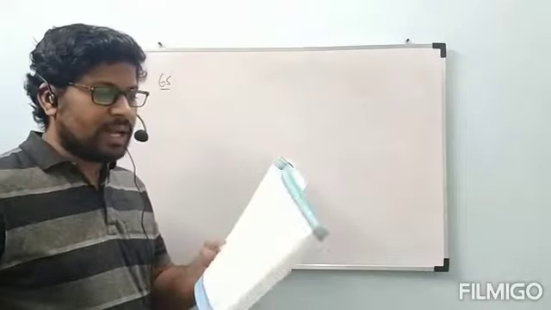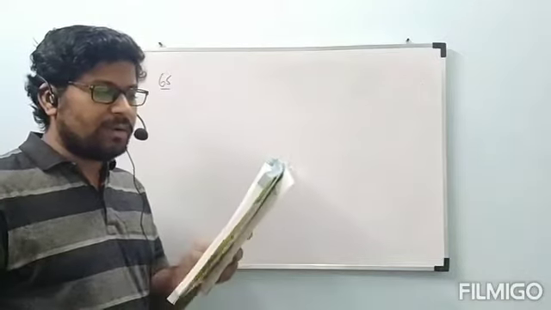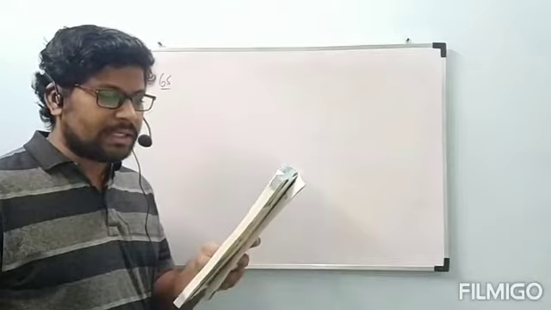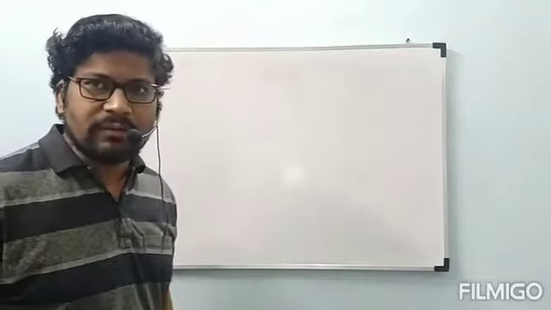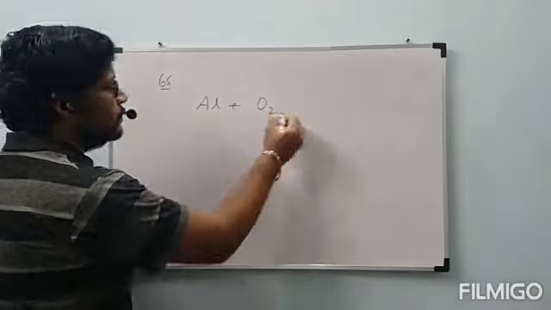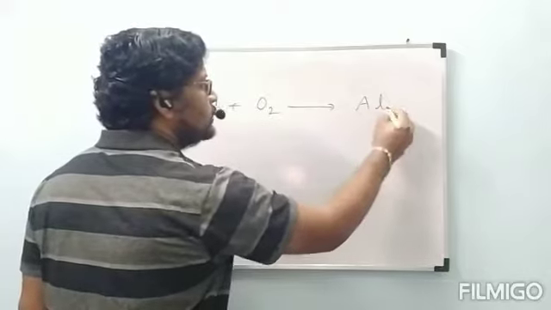In the formation of Al2O3 from aluminum and oxygen, if 1.5 mole of oxygen is used up, the mass of aluminum that reacted is. First write the reaction between aluminum and oxygen. Aluminum plus O2 gives rise to Al2O3.